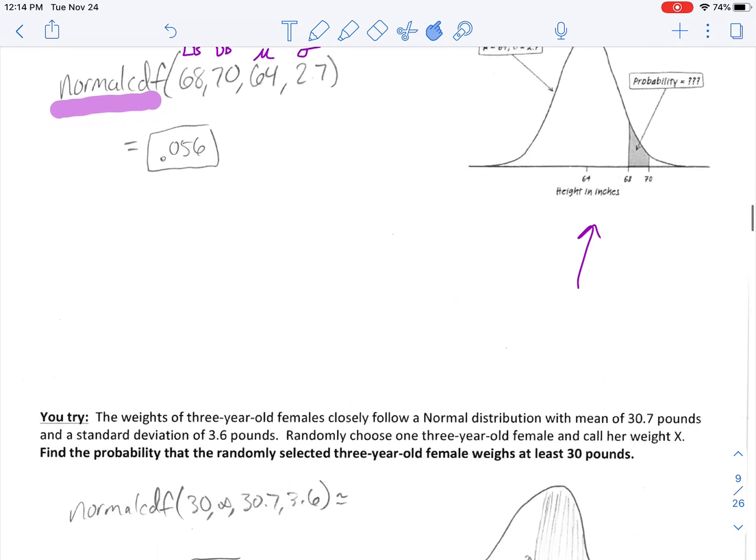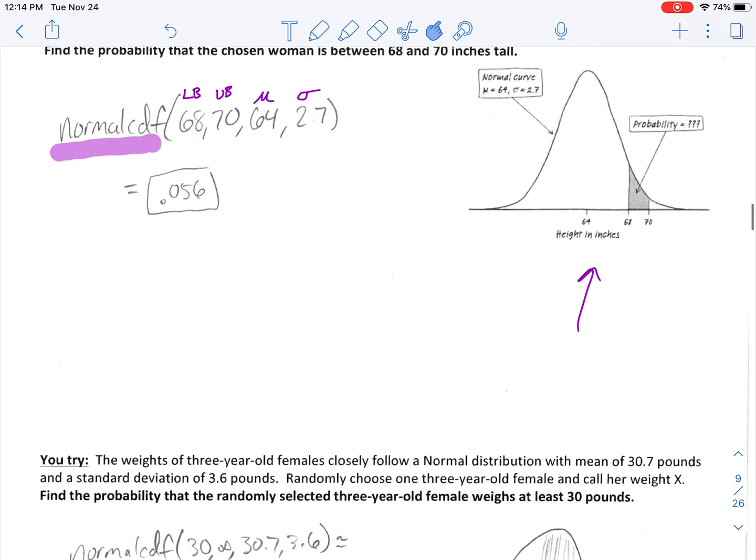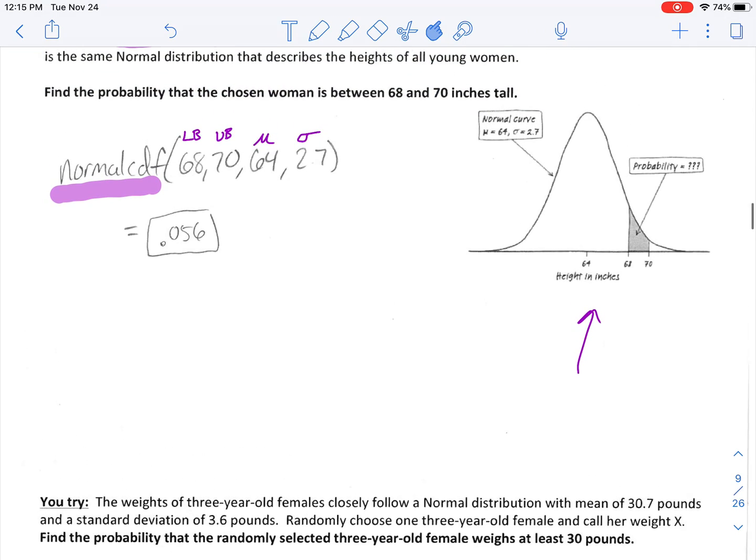All right, so try the next one. Similar kind of question. See if you remember this. Okay, I probably shouldn't have shown you the answer there.